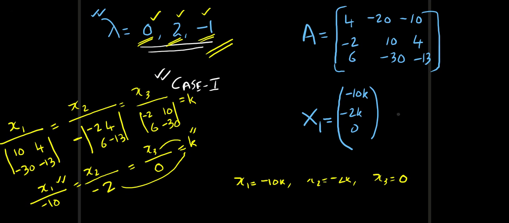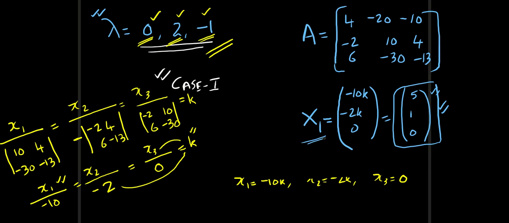Now let's put it in the simplest form. That will be equal to, let's divide throughout by minus 2k, so that gives me 5, 1 and 0. So look at this. Our eigenvector is a system. It's a system of translation vectors. So all the required vectors will be parallel to 5, 1, 0. So I'll repeat once more. Our eigenvectors for lambda equal to 0 will be parallel to 5, 1, 0. Anyway, you can write X1 equal to 5, 1, 0. Now let's go for case number 2.